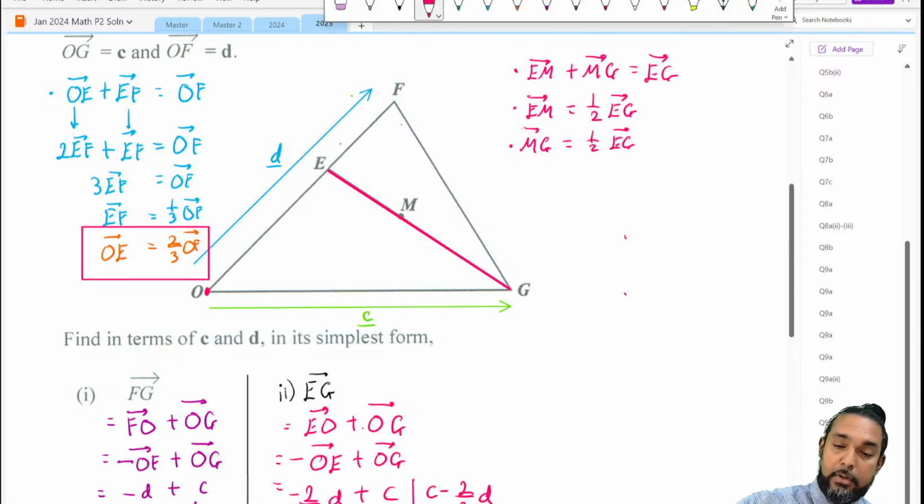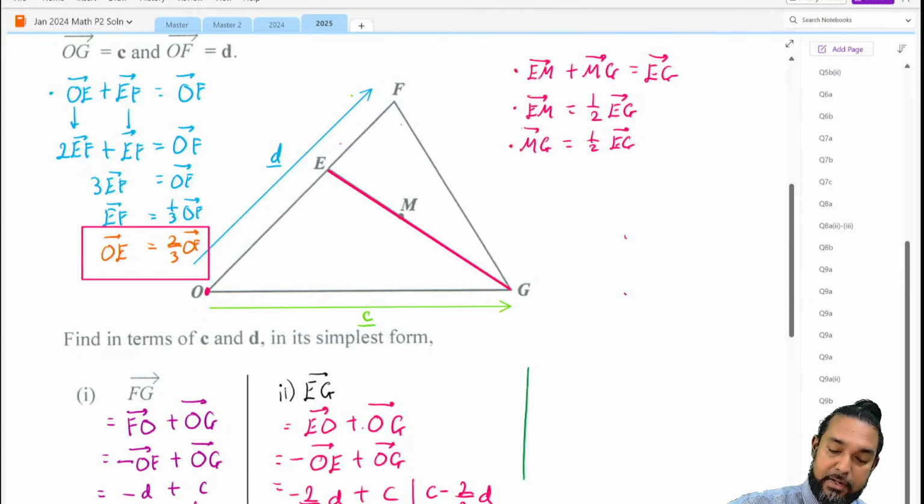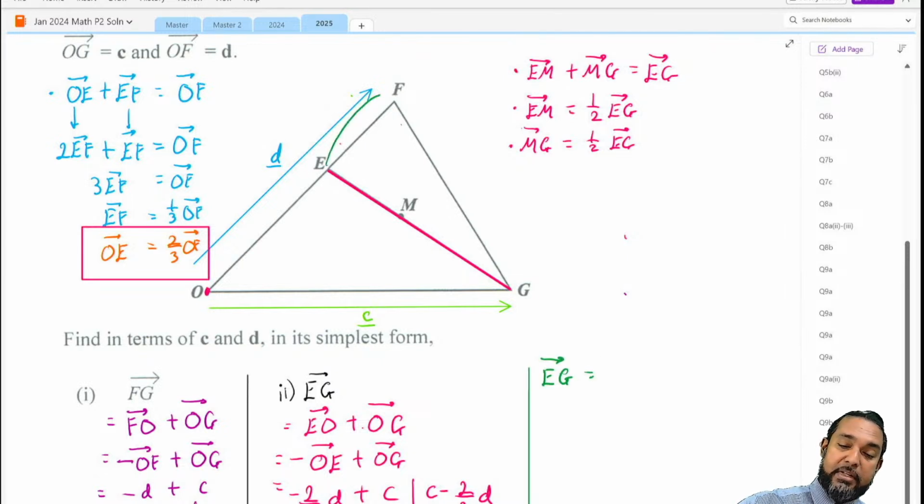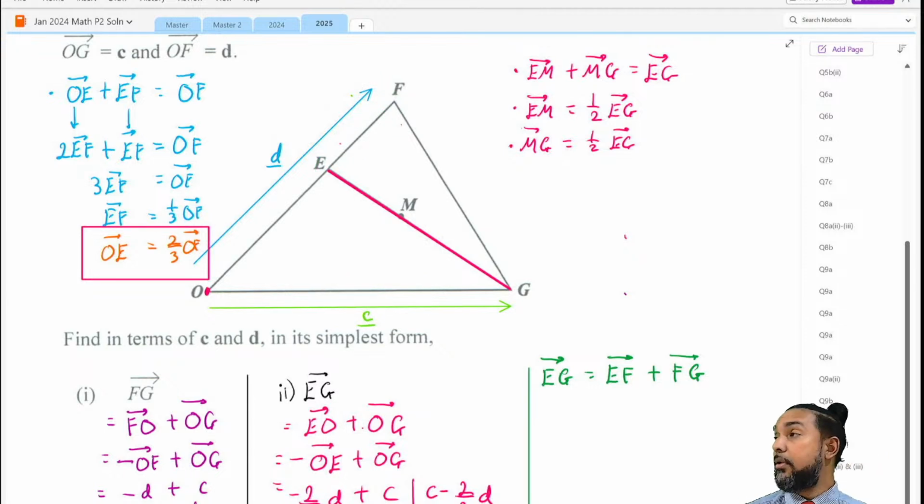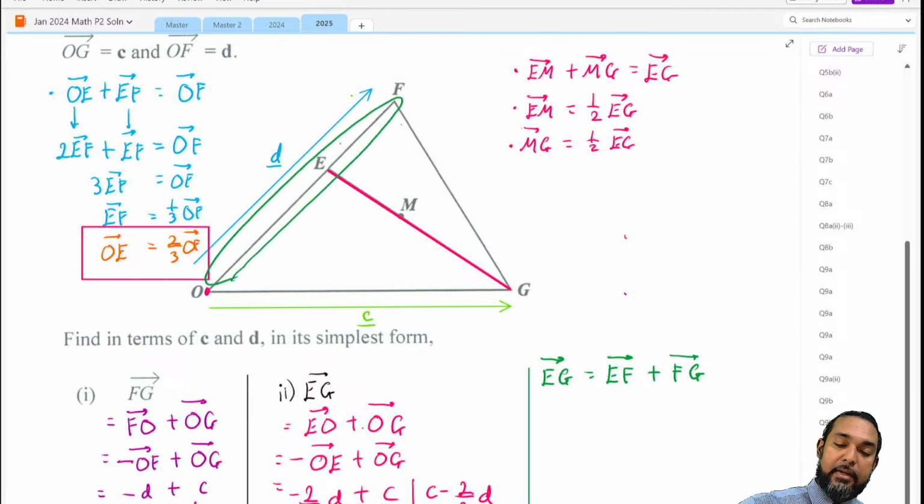Right, now, let's try it a different way. Let's say you have EG, and you wanted to go E to F and then F to G, right? So we have EF plus FG. Now, EF lies on what larger line? It lies on OF, right? What fraction of the whole line is it? EF is 1/3 of OF.